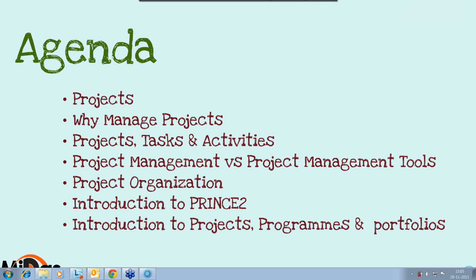We'll also look at project management versus project management tools. We'll then look at project organization. I'll briefly introduce you to Prince2, try to give you a rough overview of Prince2 using a mind map or a process model, so to speak. And then I'll give you a brief introduction to projects, programs, and portfolios, and why they are critical for any organization. So let's go ahead with the agenda.